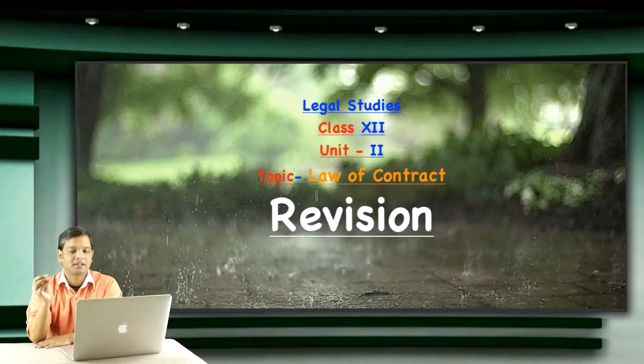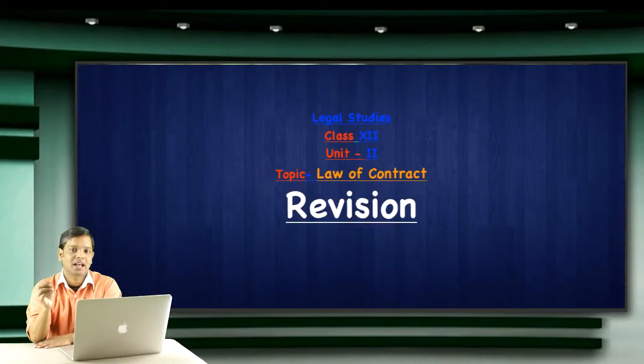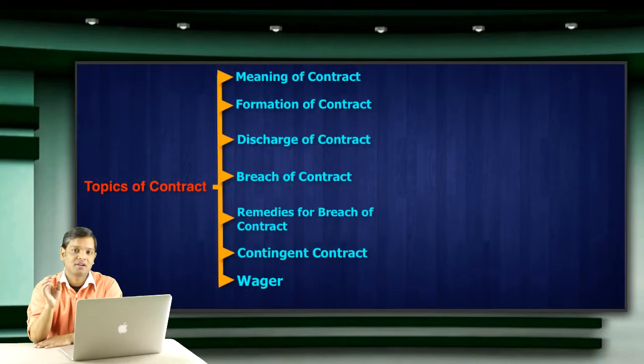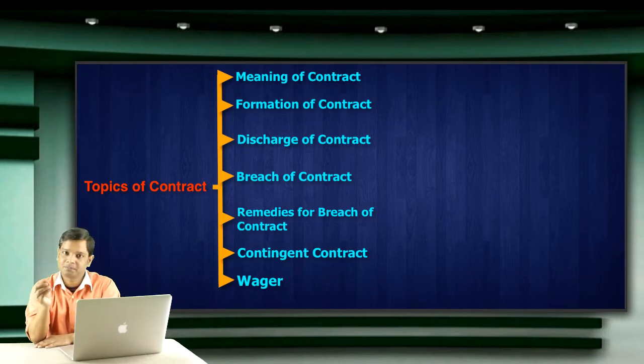So the first topic under the topics of contract that we have discussed is of course the meaning and concept of contract. What contract is? I believe you must remember what contract is. This is an enforceable agreement. Simple. So contract is an enforceable agreement. So the second chapter that we have discussed, what was that? That is formation of contract. How a contract is formed, that we have discussed all the aspects of a formation of a contract.